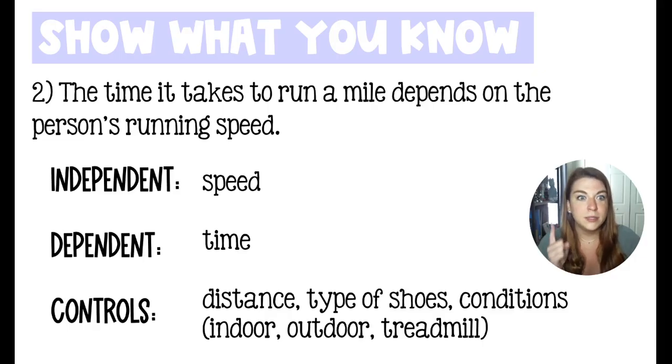So we want them to run the same distance. We want them to be in the same type of shoes. Nobody should be running in flip-flops and another person in running shoes. And then we want their running conditions to be the same. We want everybody either running indoors or outdoors. And if they're outdoors, we should keep an eye on the weather conditions and the humidity and the temperature and all those. And if they're indoors, they should be on the same type of treadmill.